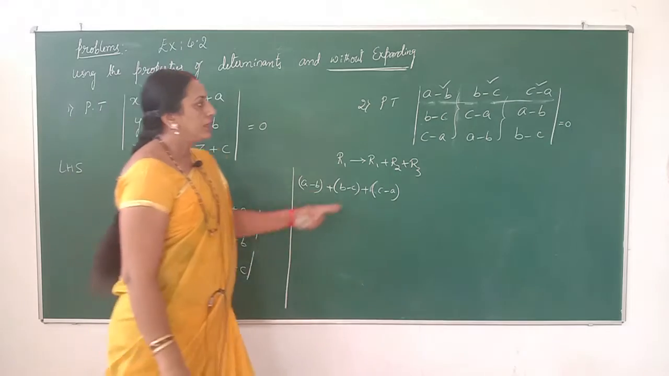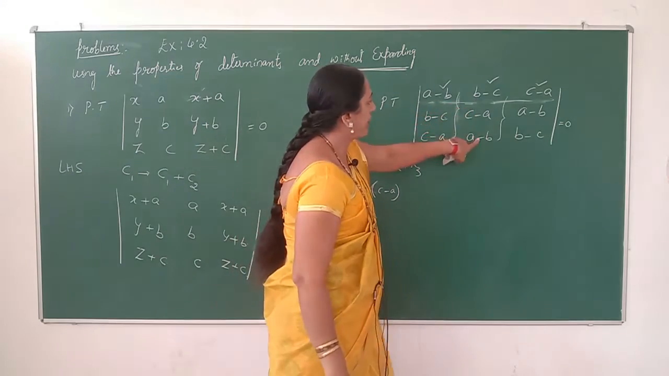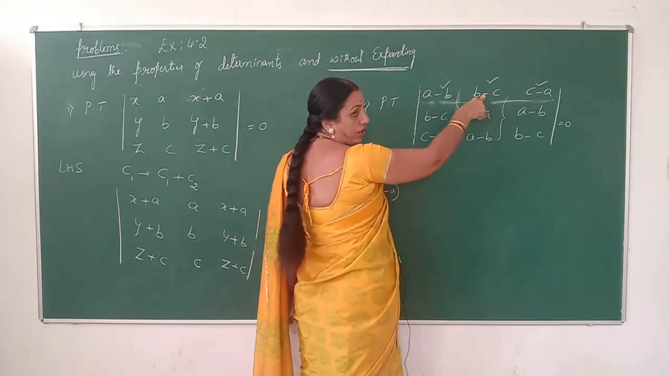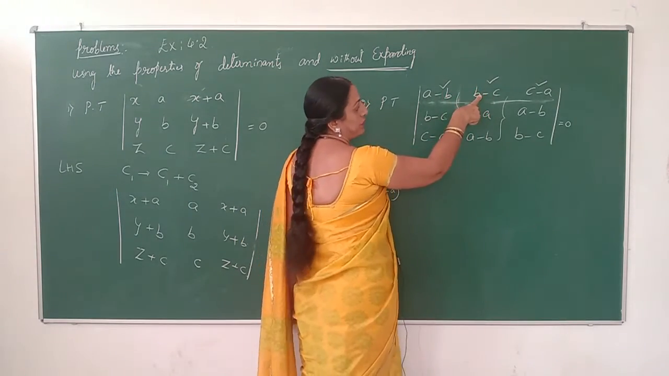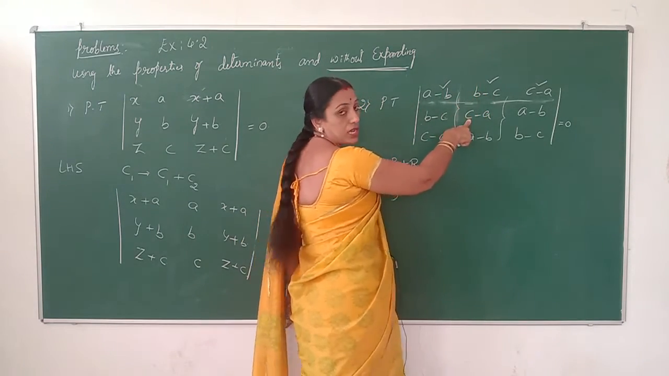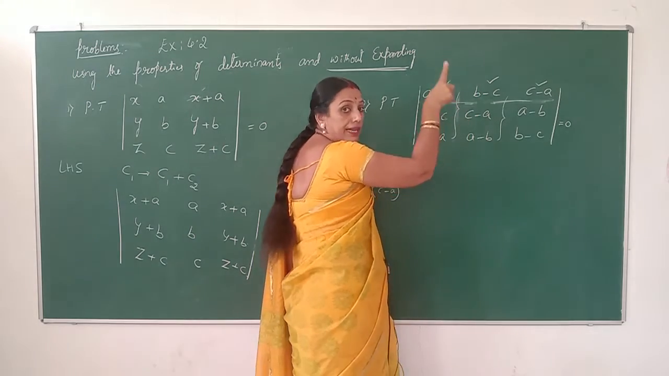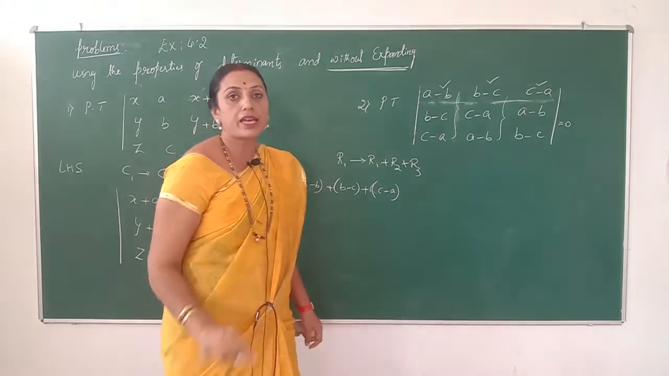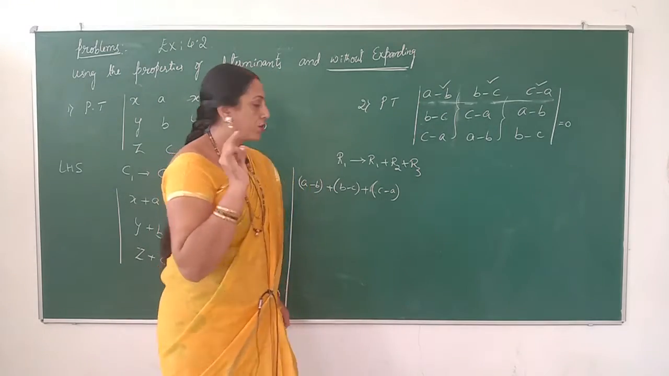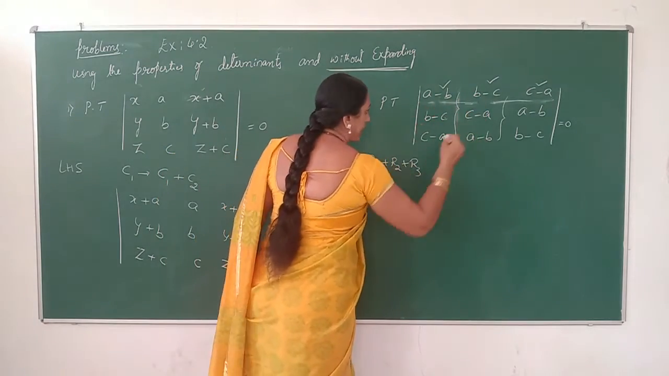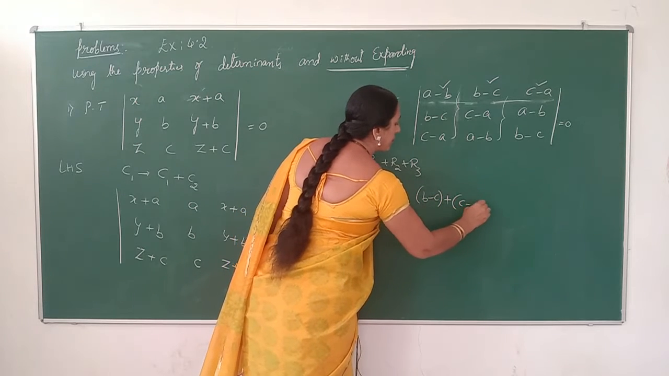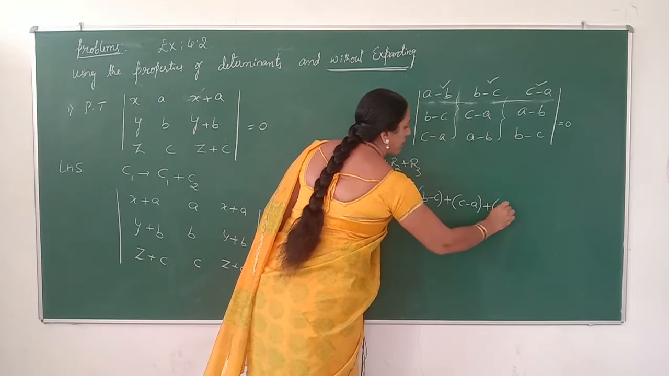Similarly, corresponding elements of the second places, B minus C is the second element of the first row, C minus A is the second element of the second row and A minus B is the second element of the third row, and these elements get added with each other. B minus C plus C minus A plus A minus B.